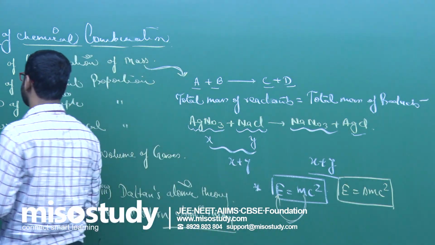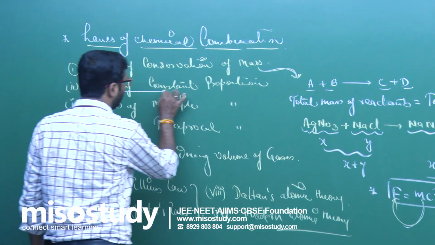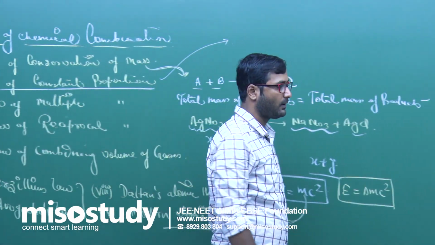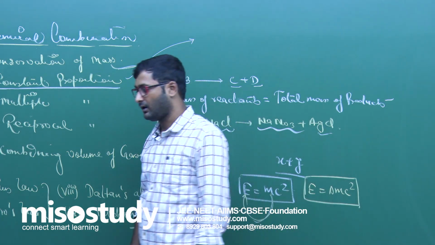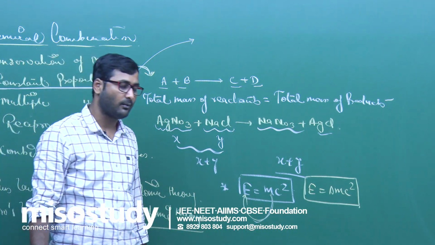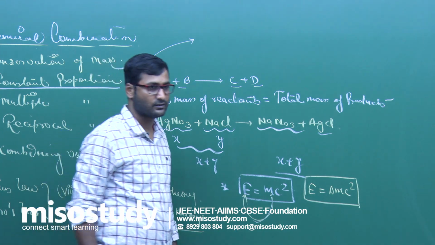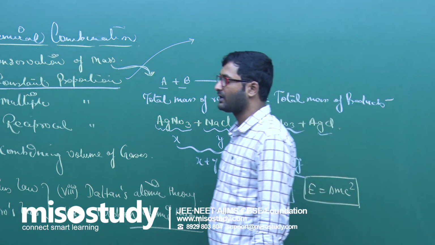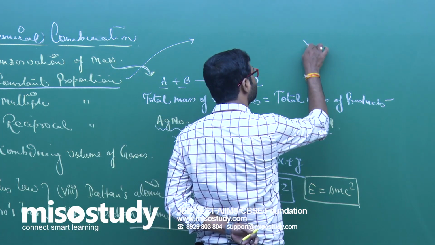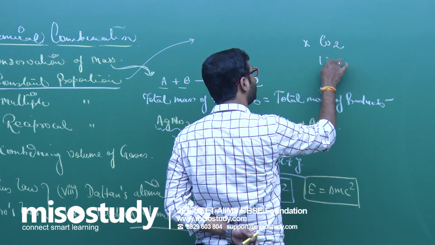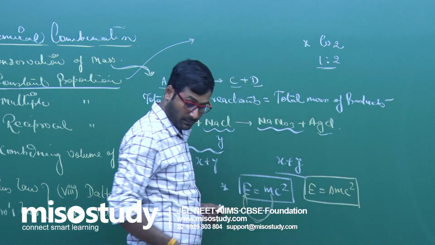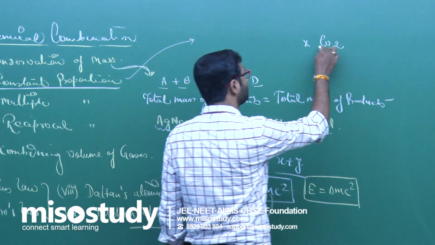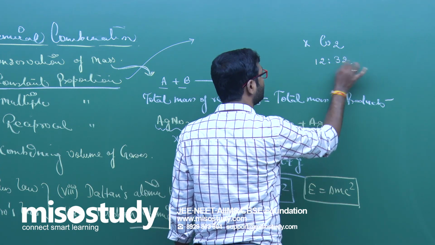Now the second one is the law of constant proportion. This law was given by Proust. According to this law, a compound has always a fixed composition. It doesn't depend upon the way or the method of preparation. If carbon and oxygen combine and form carbon dioxide, whatever the method, in carbon dioxide, CO2, the composition will be 1:2 by mass; that is, in a compound, elements are always present in a fixed ratio by mass, that is 12:32.